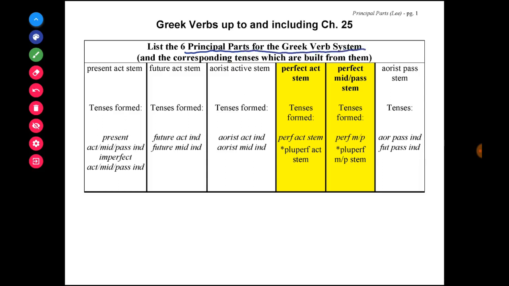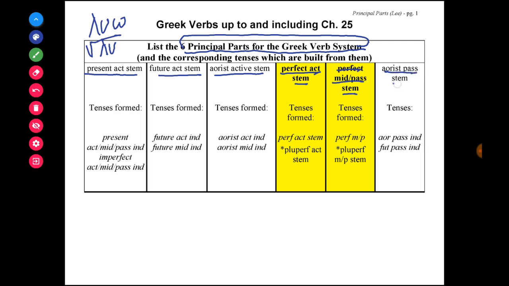Just by way of review, I've listed again the 6 principal parts that make up the Greek verb system. And remember that the whole goal in your memorization of Greek verb vocabulary is not only to memorize, for example, the lexical stem in luo, but to also memorize the verbal root, especially if the verbal root is different from the lexical stem, and to memorize the 6 principal parts for every verb. To memorize the present active stem, the future active stem, the aorist active stem. This week we'll be learning the perfect active stem, the perfect middle passive stem, and then the aorist passive stem.